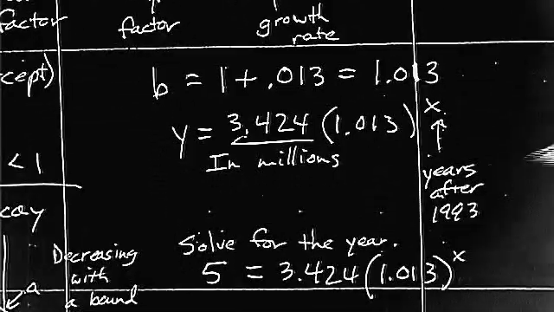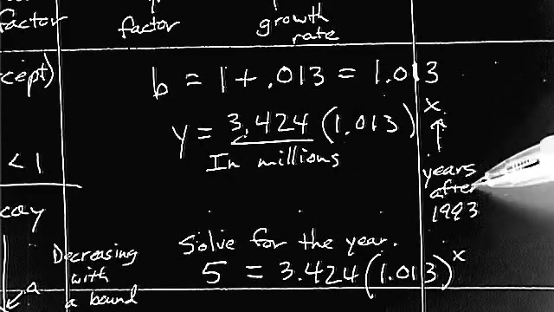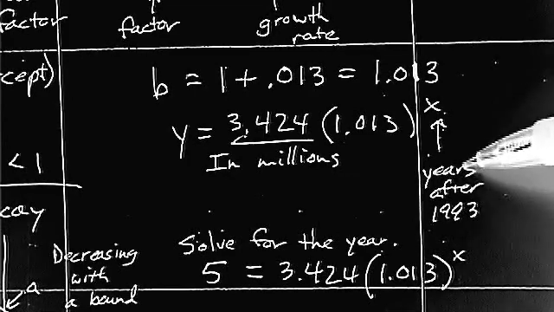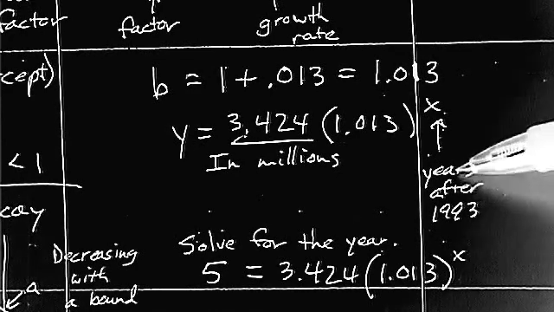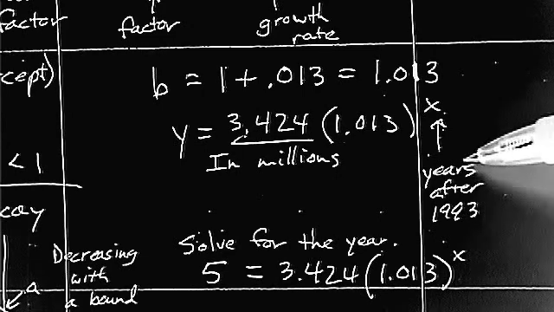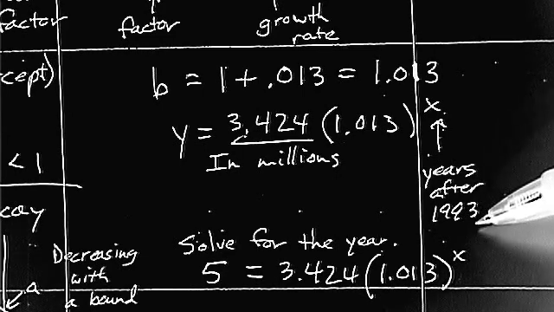Now, you'll notice that I wrote over here, x happens to be years after 1993. So what would you put in for 1994? Of course you'd put a 1 in there. 1995, 2. 2013, you put in a 20.